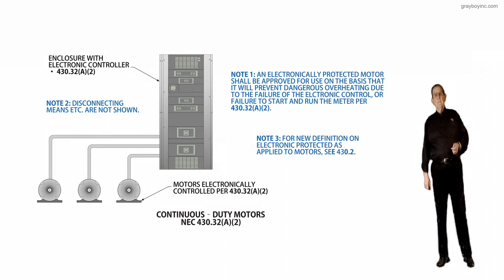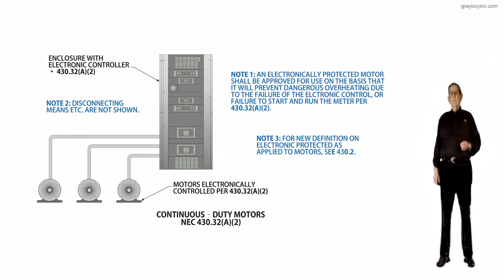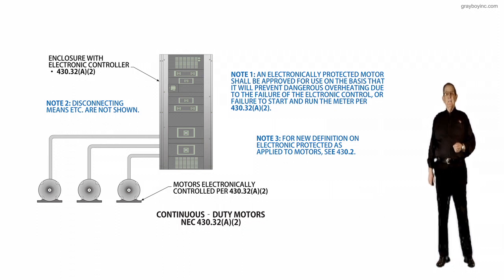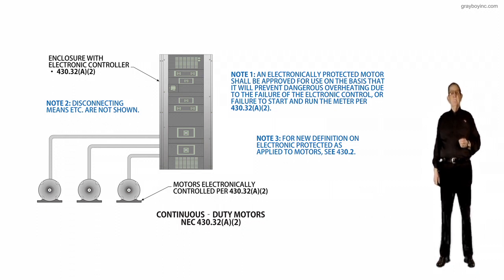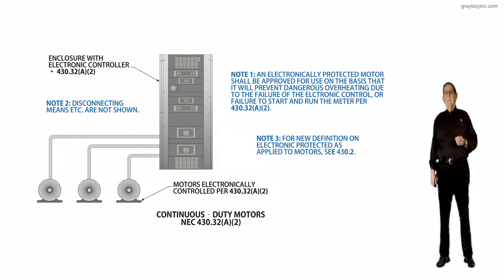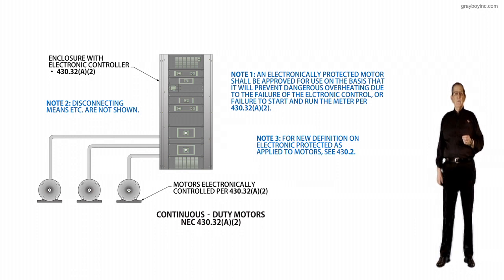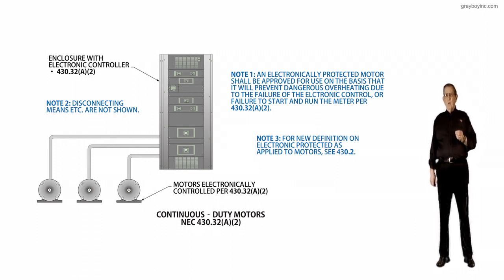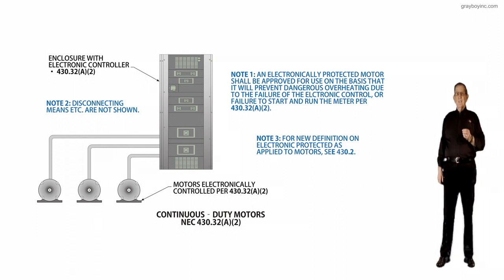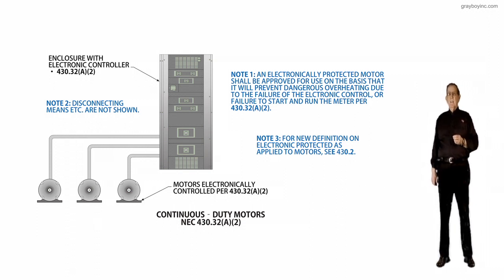This illustration deals with continuous duty motors in compliance with 430.32(A)(2). The purpose of this change was to accept a new sentence. A new sentence has been added to clarify that electronically protected motors are becoming more and more common in use as standalone motors, not integrated within an end product.